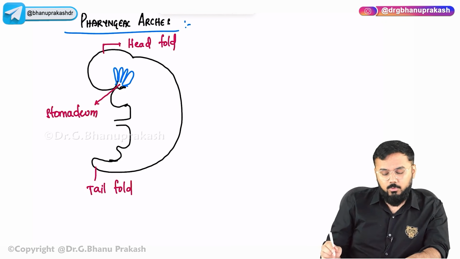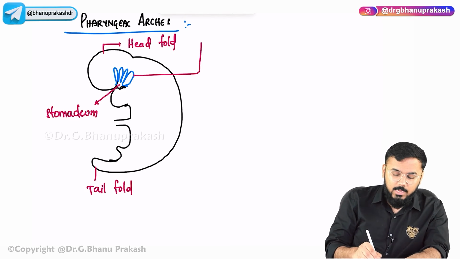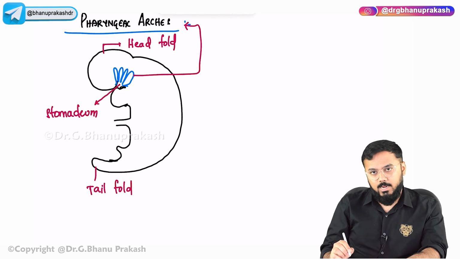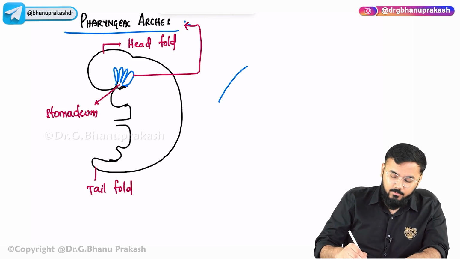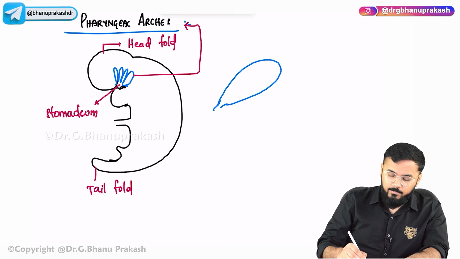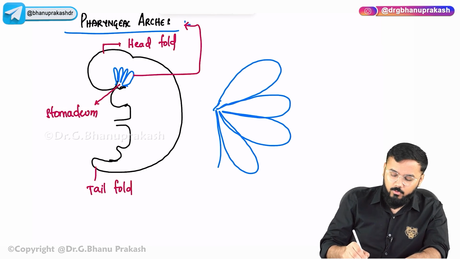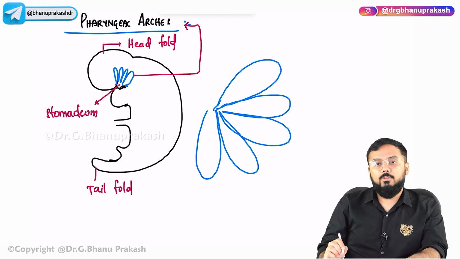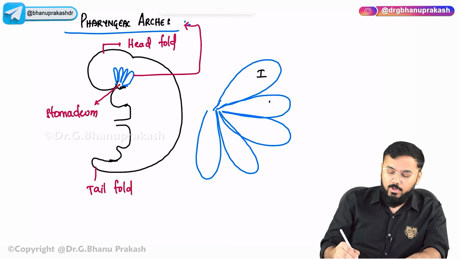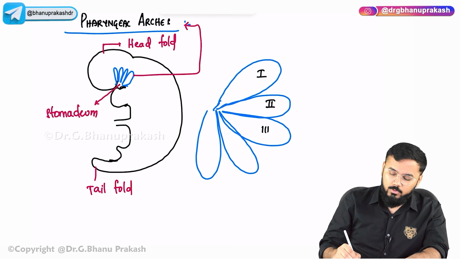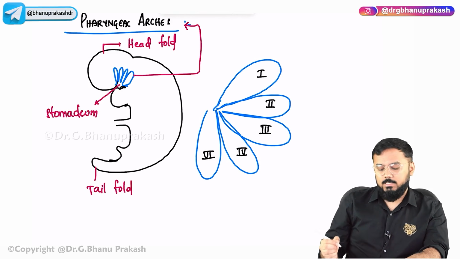So attached to the mouth, you have got arches. So these arches are nothing but called as your pharyngeal arches. If I remove these pharyngeal arches outside, how many pharyngeal arches I have got? So I have got 1, 2, 3, 4 and 5. How many pharyngeal arches I have got? I have got 5 pharyngeal arches. So pharyngeal arch number 1, 2, 3, 4 as well as 6.